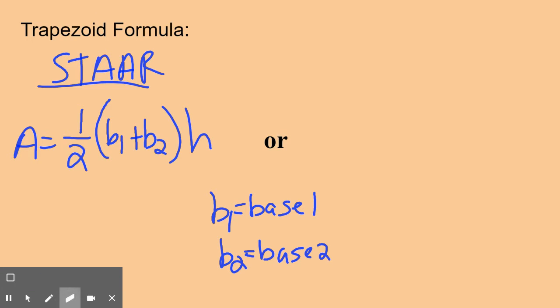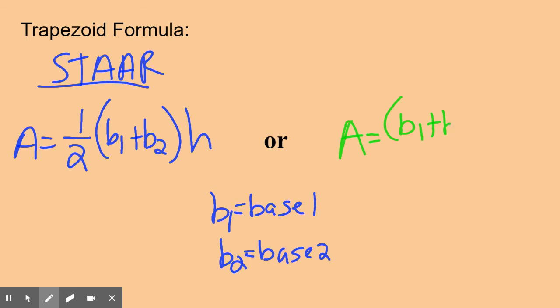Now, once again, y'all get freaked out by the 1/2, so we have another way to write this. And the other way is A equals base 1 plus base 2 times height all over 2. So it looks, as someone mentioned earlier, kind of similar to your triangle formula, except you have 2 bases. So triangles and trapezoids, we'll have to remember that we need to divide by 2. So make sure you have these written down.